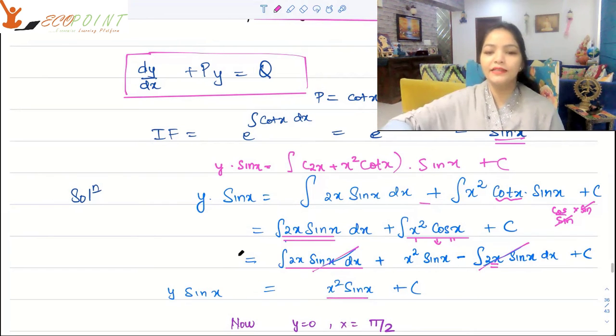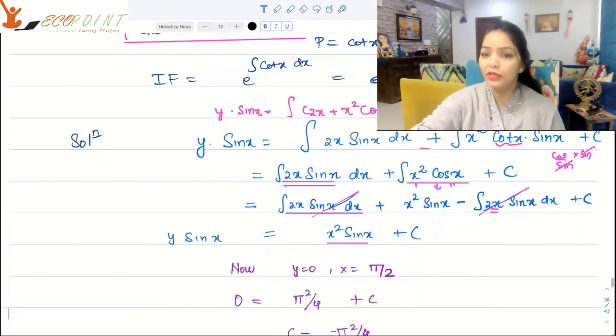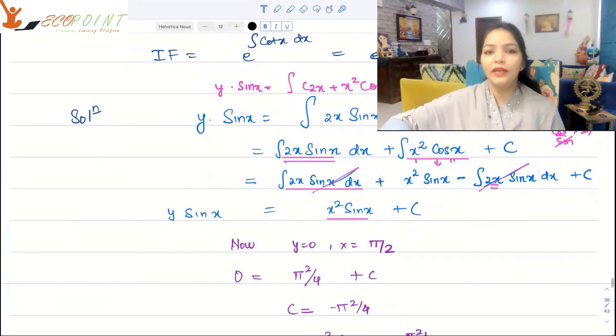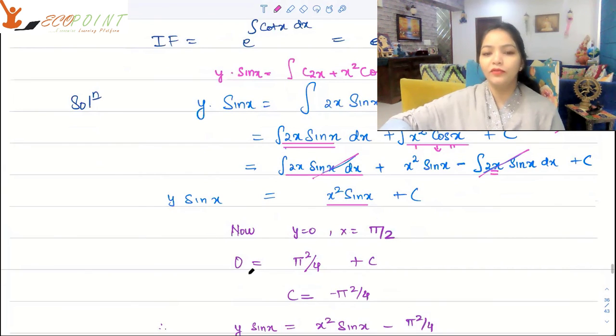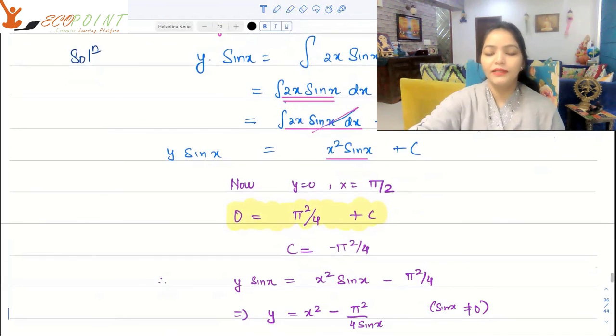So y sine x is equal to x square sine x plus c. Which means when I put in the values of y and x, I can fetch the value of c, and this will turn into a particular solution. We are given that y is 0 when x is pi by 2. So that means 0 equals pi square by 4 plus c, or in other words, c is equal to minus pi square by 4. So my particular solution becomes y sine x equals x square sine x minus pi square by 4.